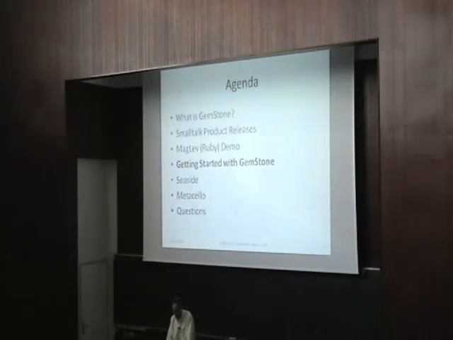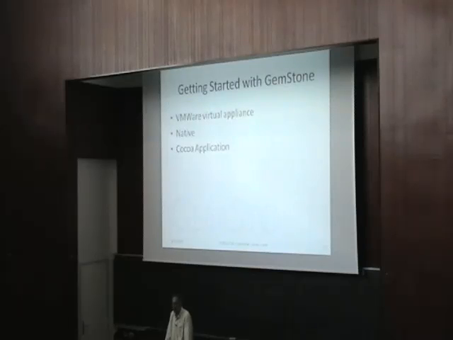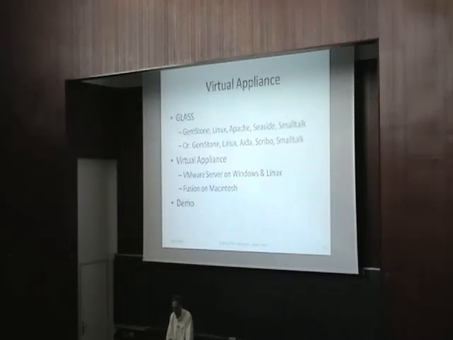So getting started with Gemstone. There are several ways of running Gemstone. One is with VMware. The value here is that the process of setting up and installing is much less complicated. You can run it native, and then I'm going to show a Cocoa application that does this. The virtual appliance comes under kind of a marketing name of Glass. Gemstone, Linux, Apache, Seaside, Smalltalk, or you can fit your own initials in. Gemstone, Linux, AIDA, Scribo, and Smalltalk. Plenty of other things can fit.